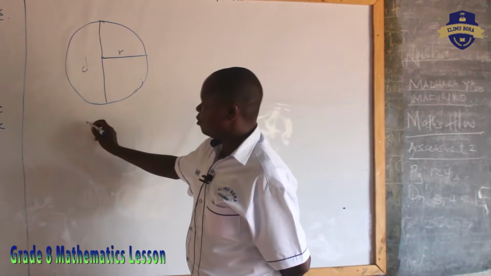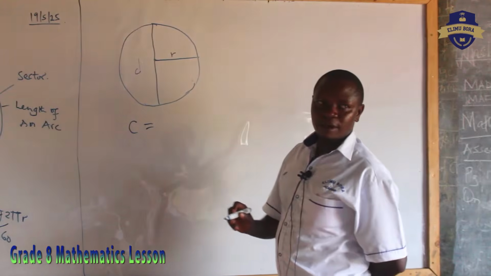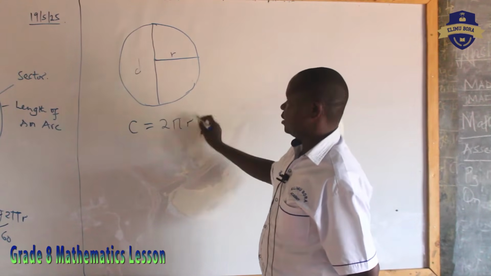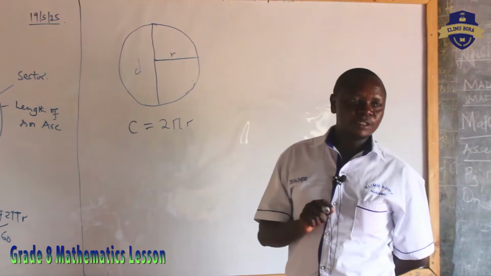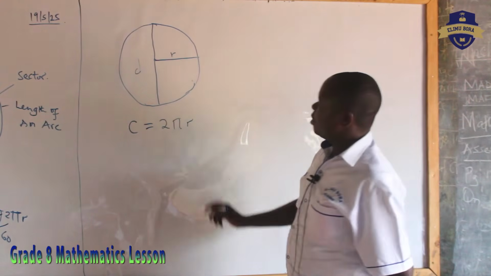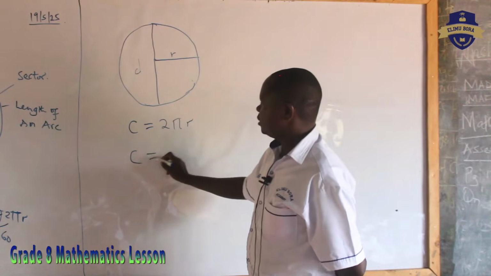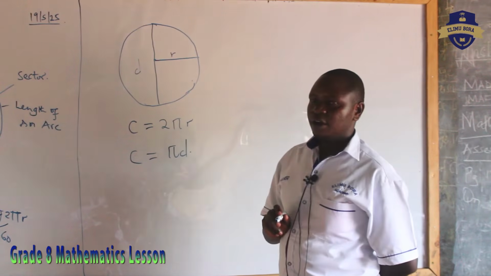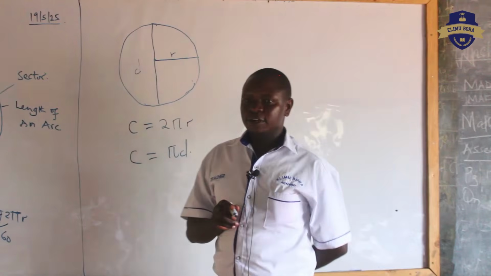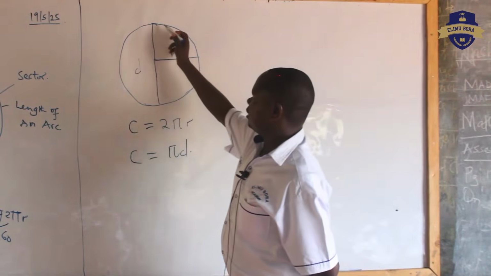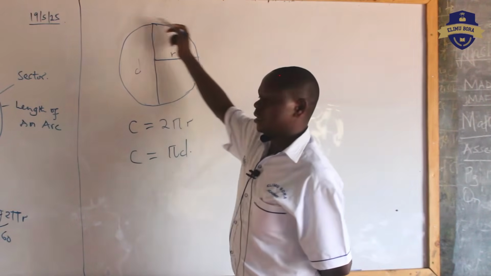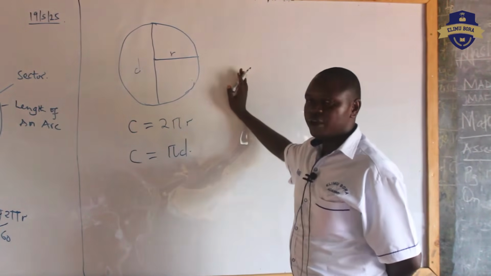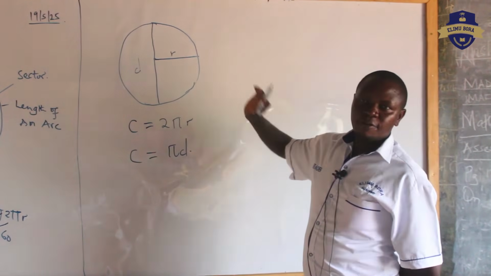So we are able to conclude that circumference is given by what? 2 pi r, if we are using what? The radius of a circle. But if we are using the diameter, we said circumference is what? Pi d. Sawa? And I hope you know the meaning of that circumference: getting the distance around a given circle.